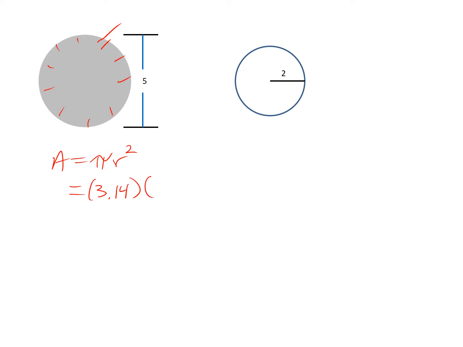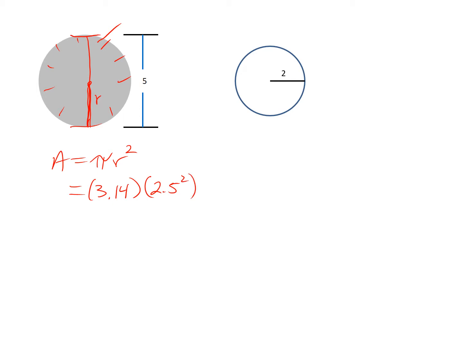This 5 that they're telling us, that says that it's 5 from the top of the circle to the bottom of the circle, right? All the way through. Well, our formula wants the radius. That's the diameter running all the way through. So we need to cut that in half, right? The radius is half, is just this much. That's the radius. So half of 5 is 2.5.